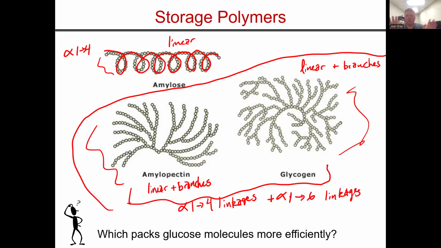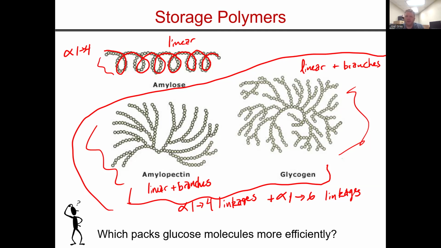So amylose only has alpha 1,4. Amylopectin and glycogen have both 1,4 and 1,6 linkages. So these complex networks get more complicated based on the presence of these branches. Now, this question at the bottom here, which packs glucose molecules more efficiently? This is a pretty complicated question.